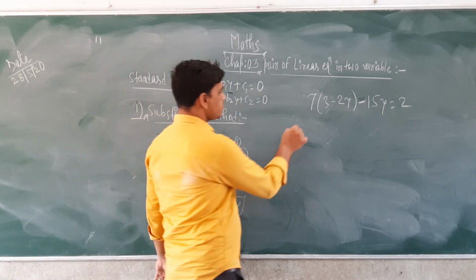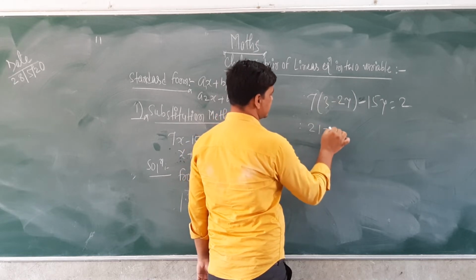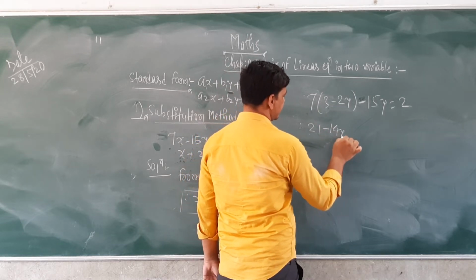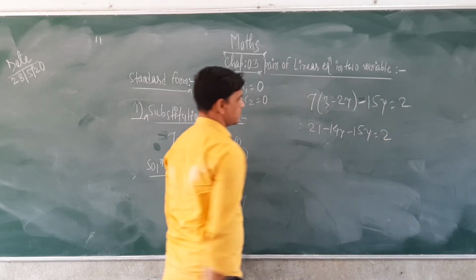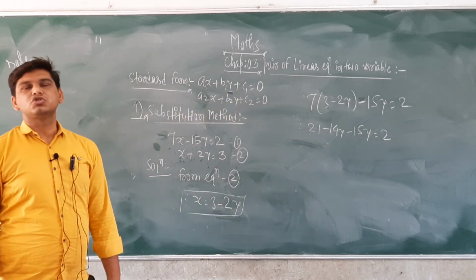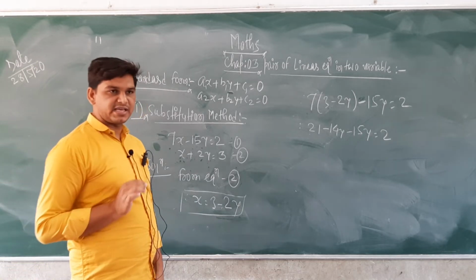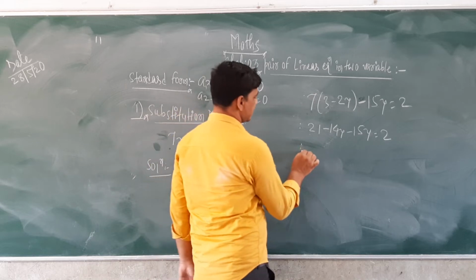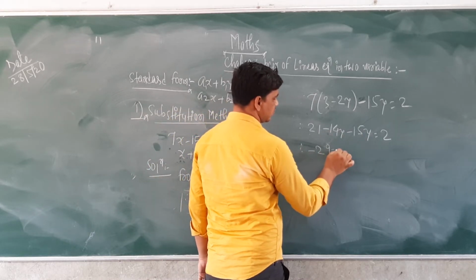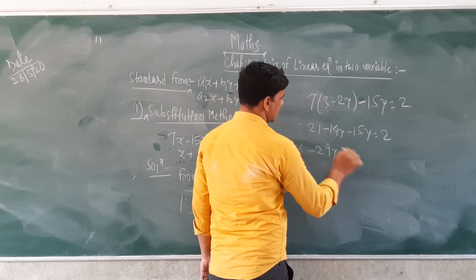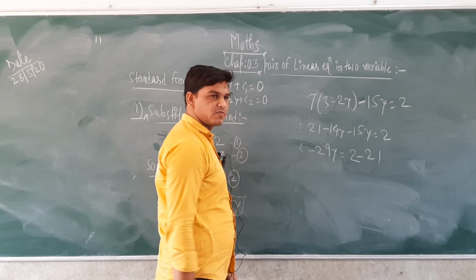Now 7 into 3 is 21, and 7 into minus 2y is minus 14y. So 21 minus 14y minus 15y is equal to 2. Therefore, minus 14y minus 15y, that is minus 29y, is equal to 2 minus 21, because 21 moving to the right-hand side becomes minus 21.